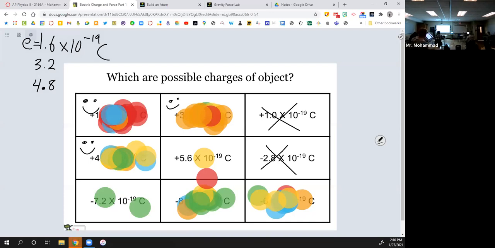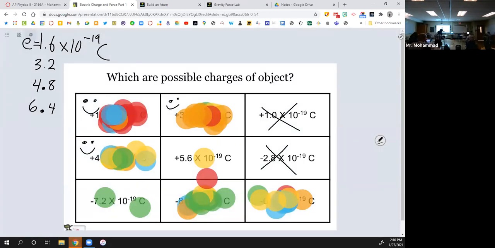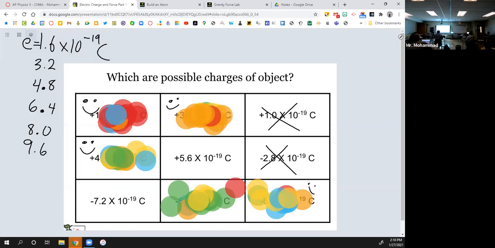If you add another 1.6, I believe that's 6.4. Oh, sorry, I blocked it. 6.4 is going to be good too. And you get the idea. So another 1.6, it's going to be 8.0. So any of the ones that are multiples of that will definitely work. And I think 9.6 would be the last one. I don't even know if 9.6 is on there. But the idea of it being quantized with that elemental charge just means that charges come in discrete quantities. It's got to be a multiple of 1.6.